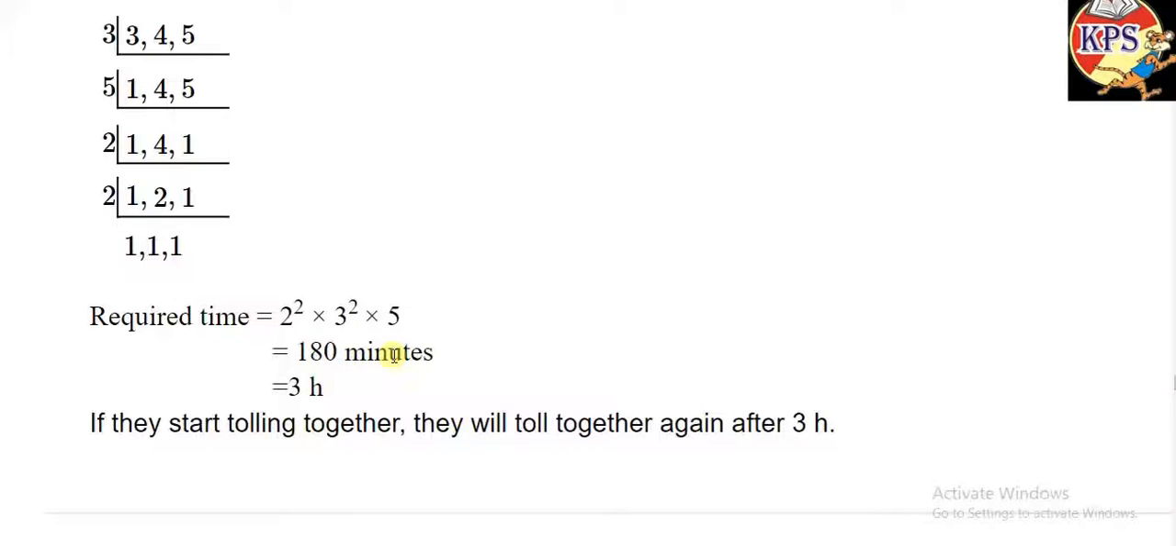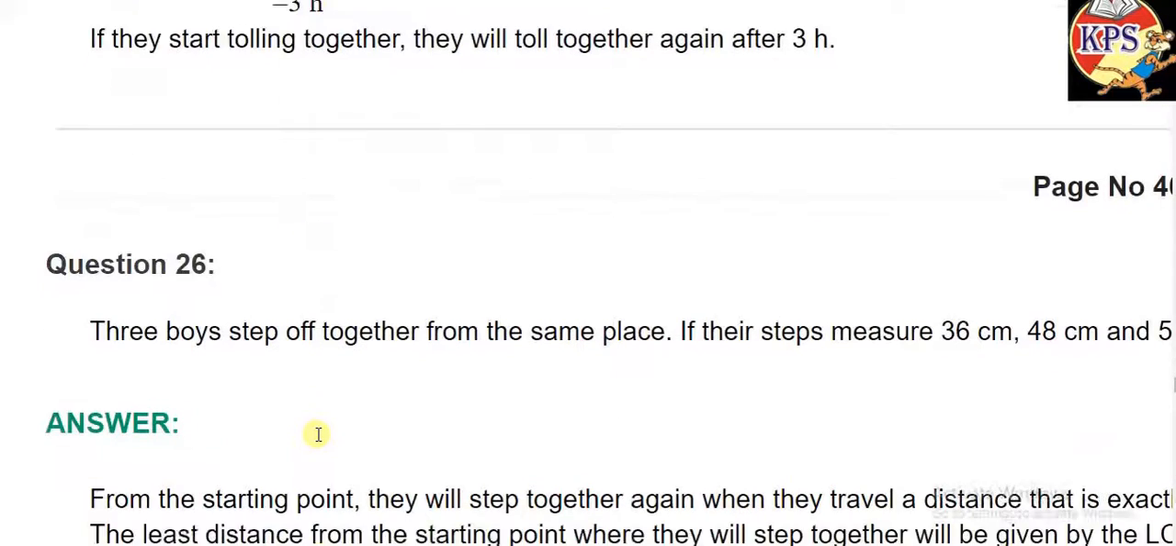This is in minutes, so you have to convert it into hours. We divide this by 60, and here we get 3 hours, which means all 3 will toll again after 3 hours. So in all these questions you have to find out the LCM.